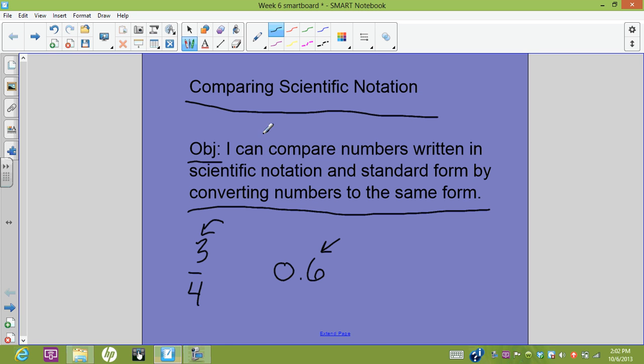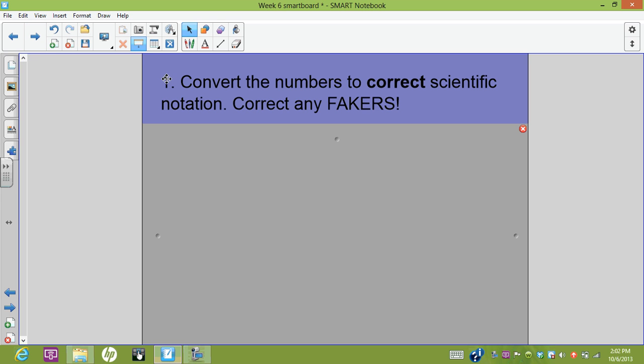So in your notebook, write down a heading, comparing scientific notation, and our objective is: I can compare numbers written in scientific notation and standard form by converting numbers to the same form. That's what we should be able to do by the end of your lesson today. So once you have that written down, let's move on. I think you can fit these notes on that same page in your notebook.